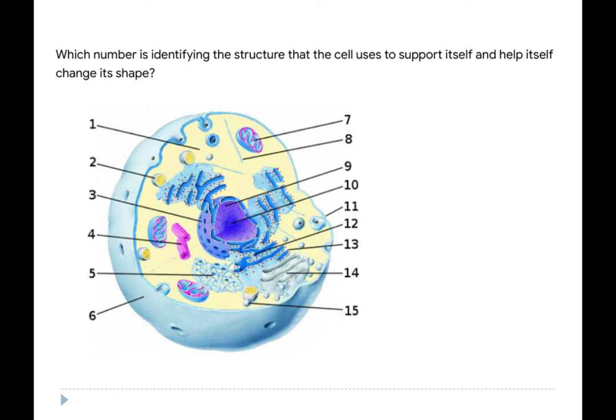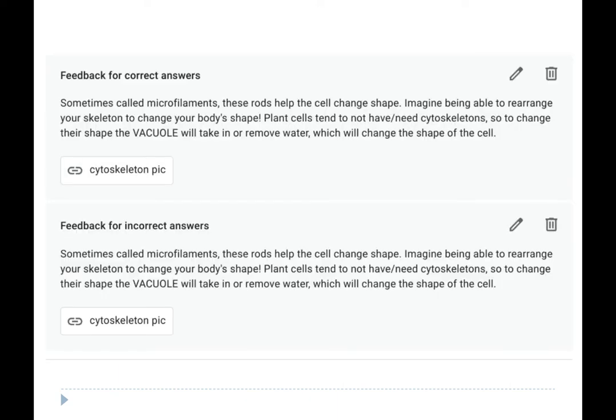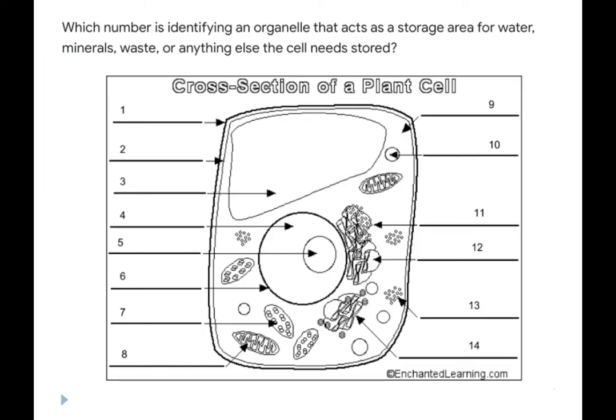On the practice quiz, this was your question. Which number is identifying the structure that the cell uses to support itself, or I'm sorry, to help itself change its shape? So if you read the feedback, look at this. You can actually look at the whole thing. Sometimes called microfilaments, these rods help the cell change shape. Imagine being able to rearrange your skeleton to change your body shape, which is something I said in the lesson as well. Plant cells tend to not have or need cytoskeletons. So to change the shape, the vacuole will take in or remove water, which will change the shape of the cell.